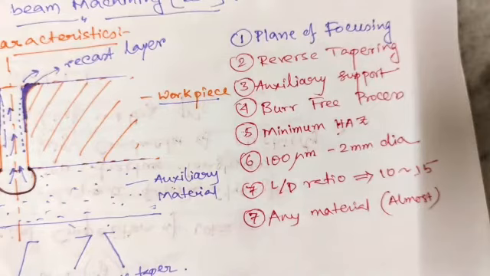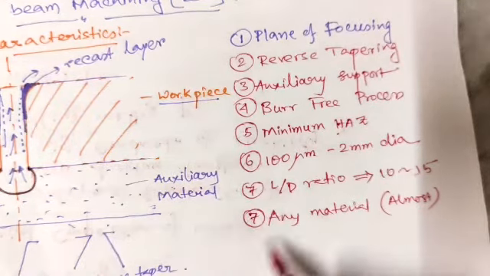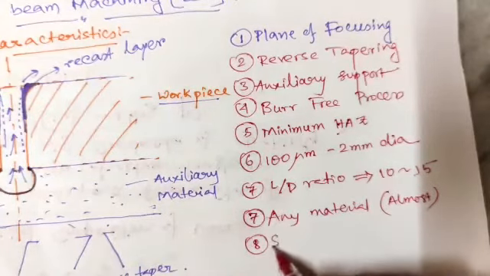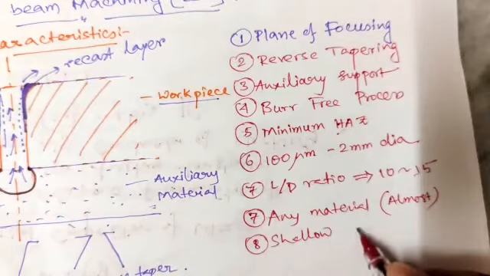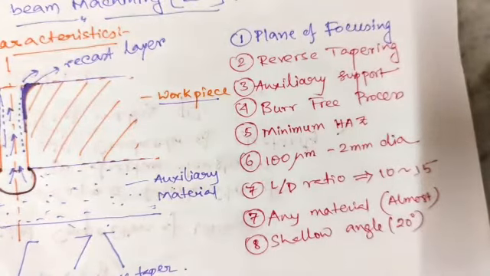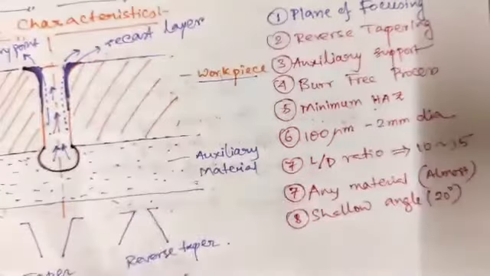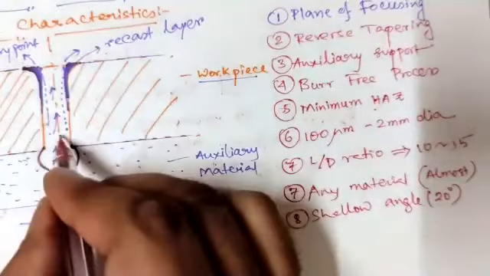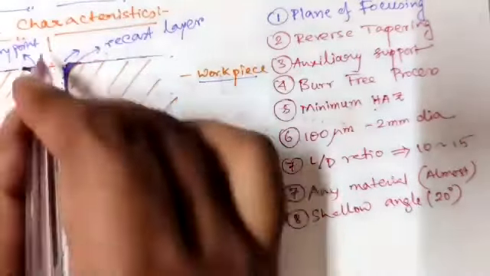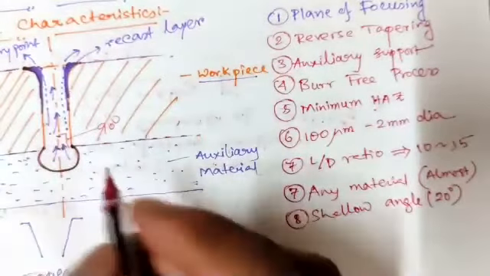So almost any material can be machined. Okay. Now another point is a shallow angle, up to 20 degrees. What is the meaning of shallow angle? See, in this case, what we have done, this angle is nothing but 90 degrees. That means you are drilling completely in the vertical direction, right?